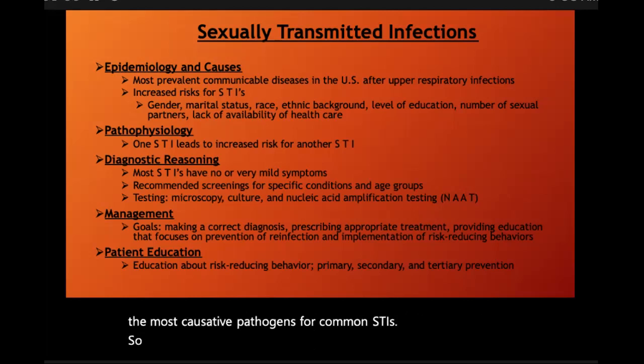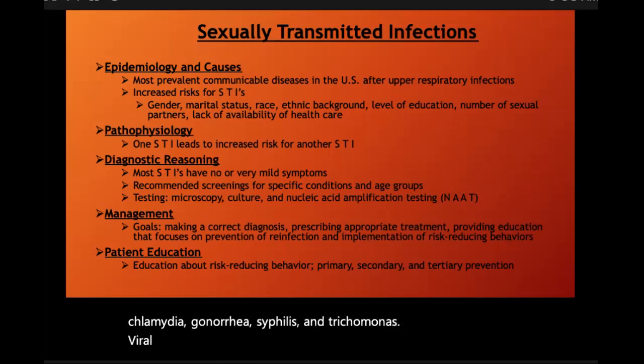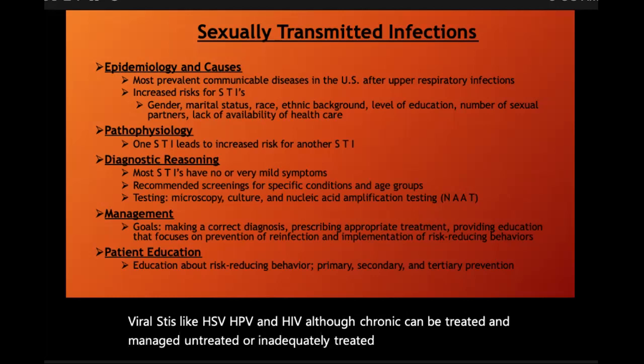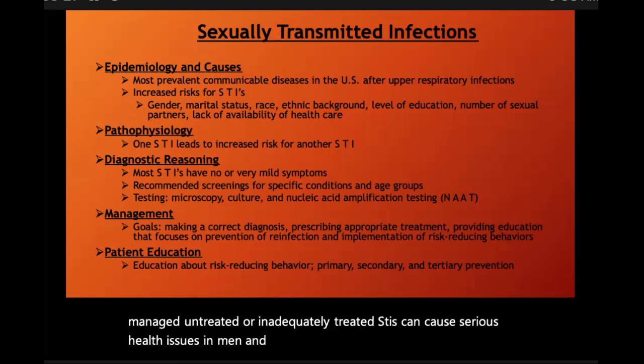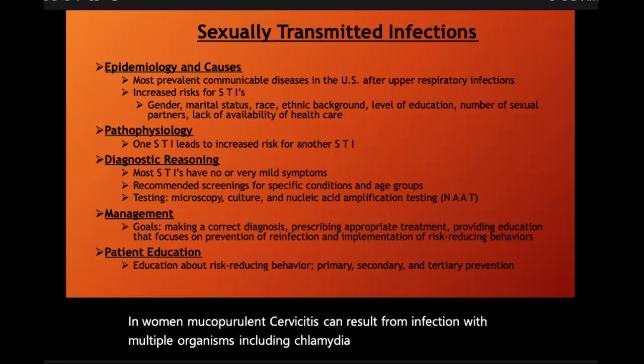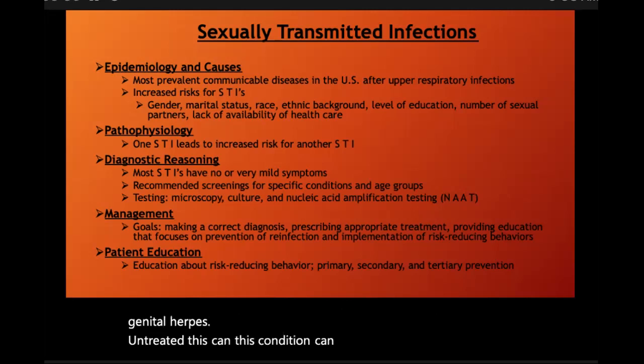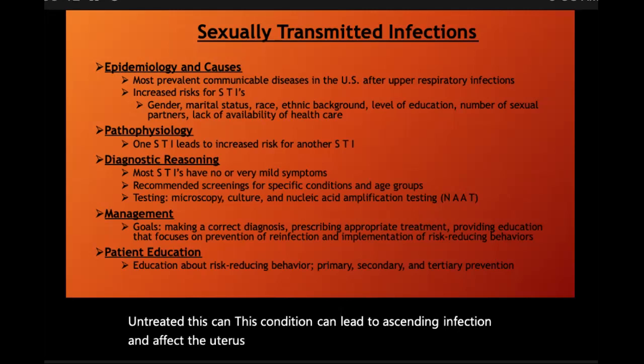So the 4 common STIs that are treated with antibiotics include chlamydia, gonorrhea, syphilis, and trichomonas. Viral STIs like HSV, HPV, and HIV, although chronic, can be treated and managed, okay? Untreated or inadequately treated STIs can cause serious health issues in men and women. In women, mucopurulent cervicitis can result from infection with multiple organisms, including chlamydia, gonorrhea, syphilis, and genital herpes. Untreated, this condition can lead to ascending infection and affect the uterus, fallopian tubes, and ovaries.